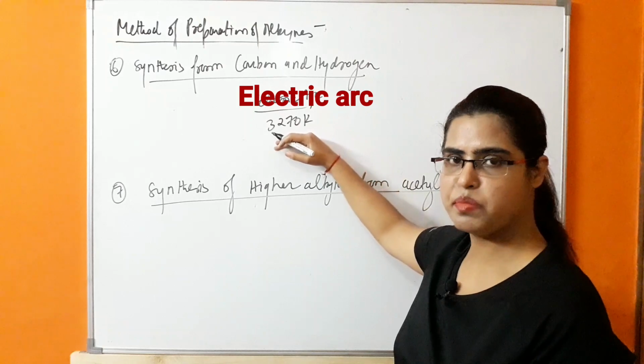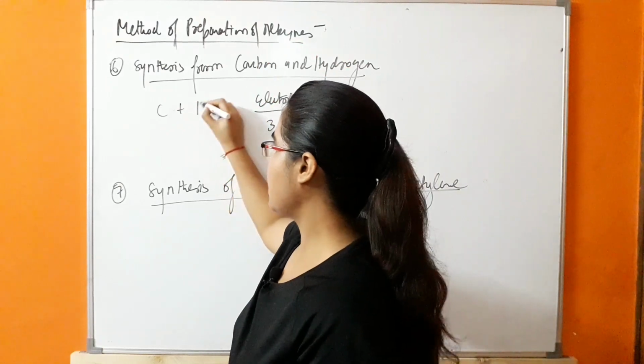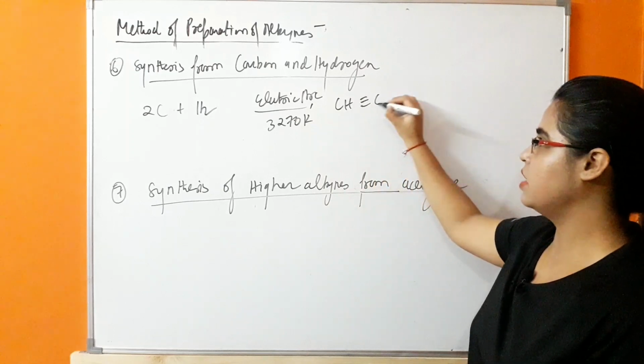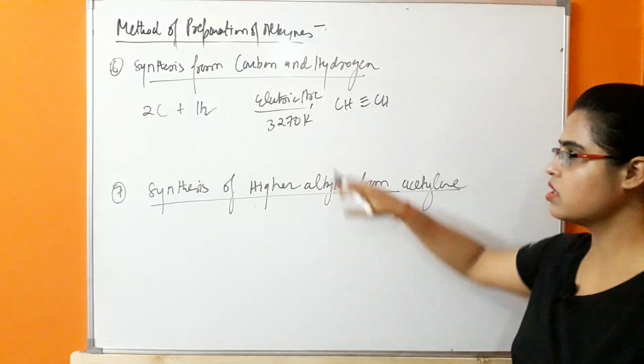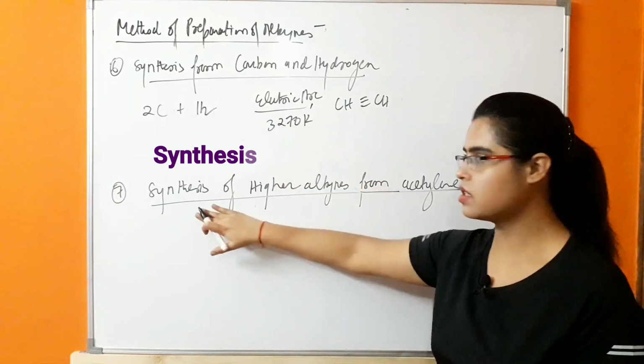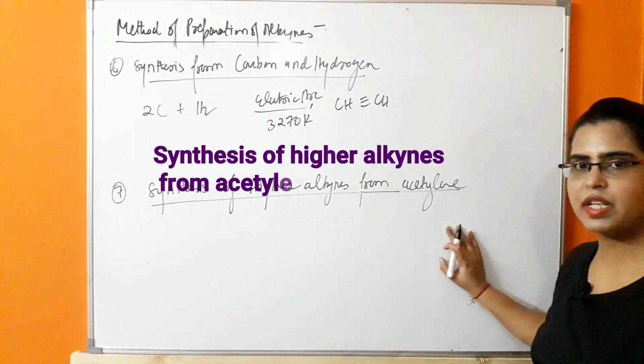So at this high temperature, carbon will react with hydrogen, and acetylene will be formed. This reaction requires a very high temperature. The next reaction is the synthesis of higher alkynes from acetylene.